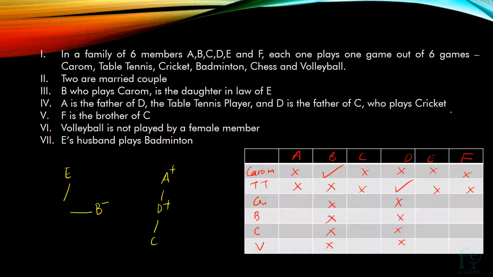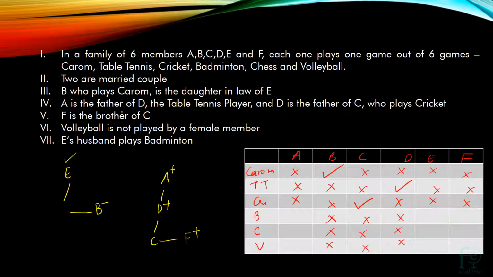D is the father of C, who plays cricket. So C is playing cricket. Again put crosses in all the other rows and column. Next information: F is the brother of C. So F will come here, and F is the brother of C. Now this diagram should fit with the other diagram. How should it come?